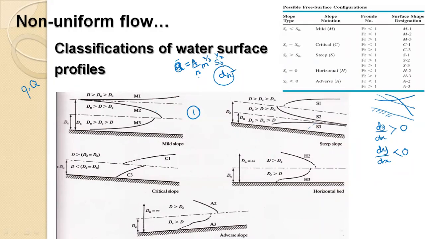At the same time, along that channel, if the conditions become critical, it would have a specific virtual quantity called critical depth. Now, suppose that the computed critical depth is less than the normal depth. If the computed critical depth is less than the computed normal depth for the given flow, the channel slope is considered to be mild. Okay, the channel slope is considered to be mild.